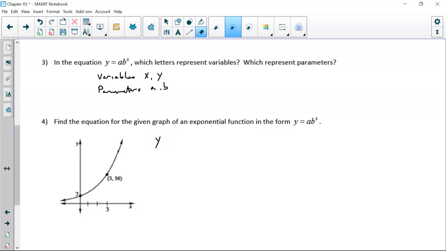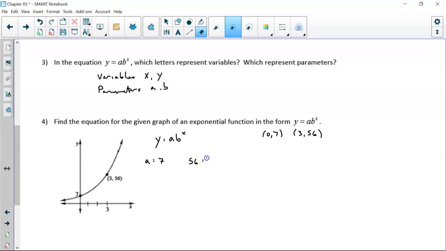Now we know y equals a times b to the x. Now we have the point (0, 7), and we have the other point (3, 56). Now there's a way for us to solve for this algebraically. (0, 7), so we know a is 7. So I'm going to use the other point.